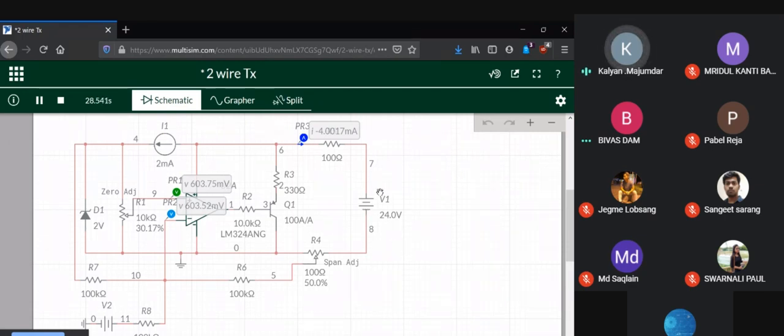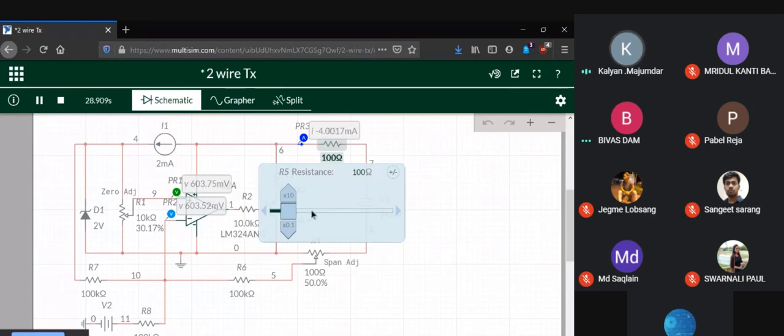Okay, first the resistance issue. This is 100 ohms. The current is 4.00. I'm starting to increase the resistance from 100 ohms.